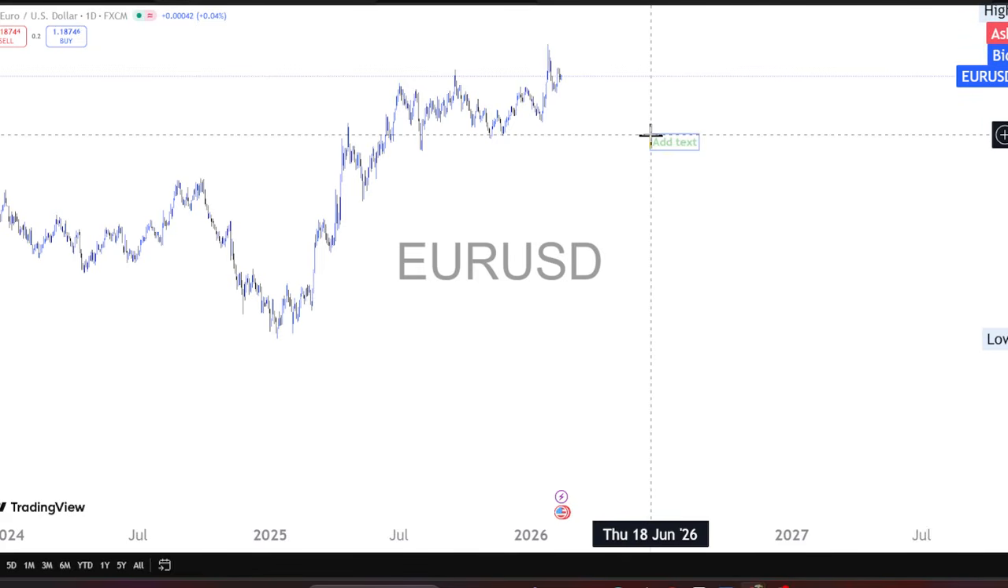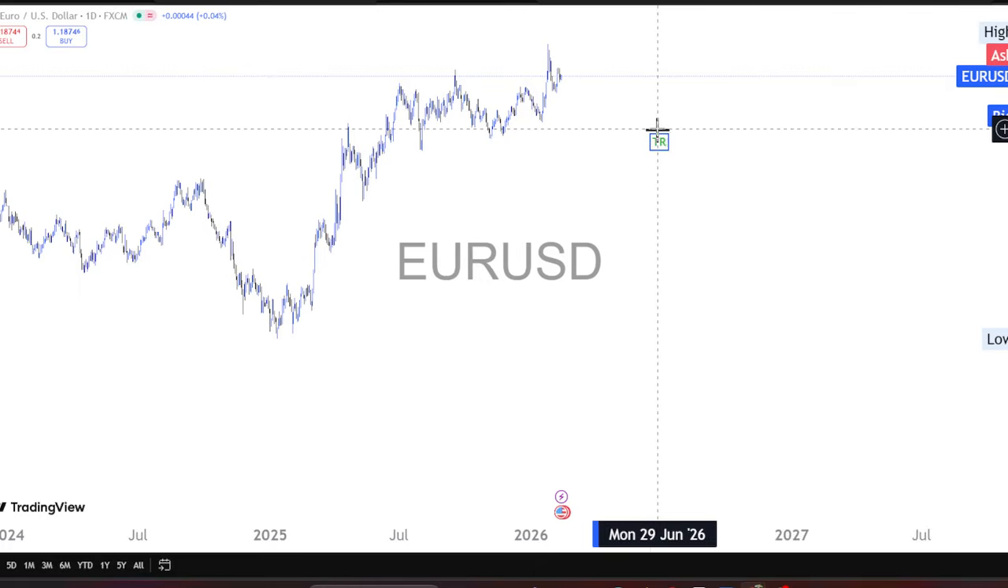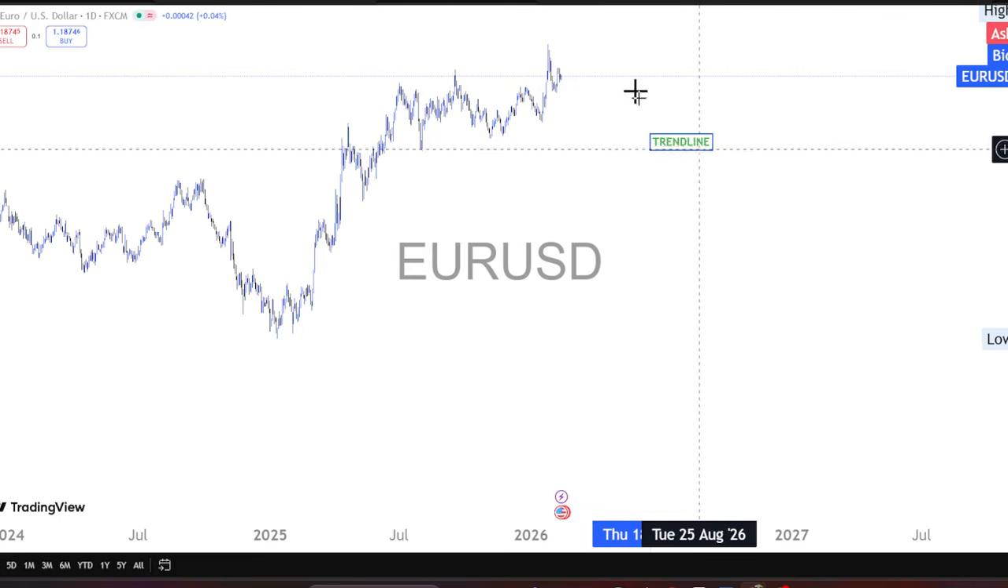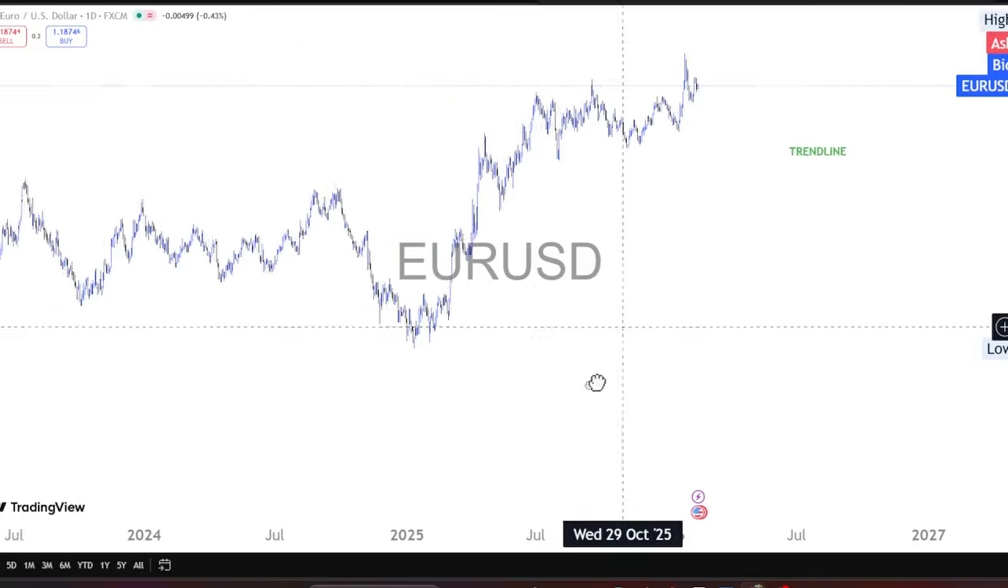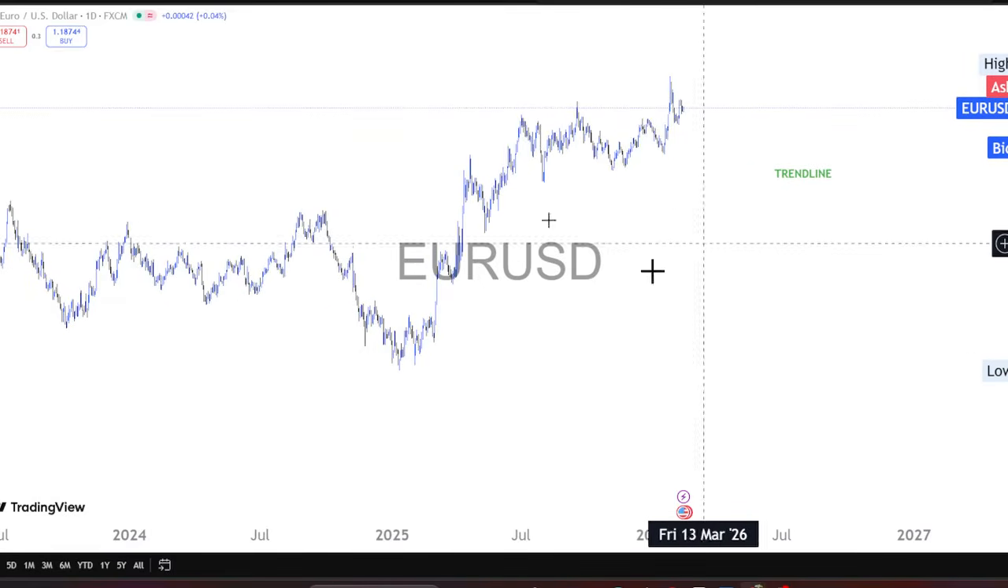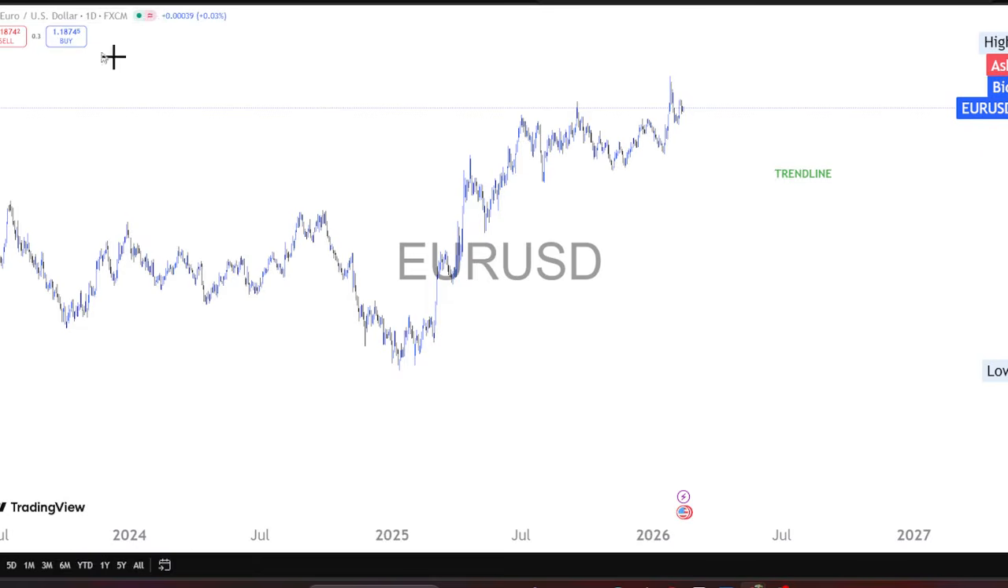So today we talk about something very important, which is trend lines. The trend line is the topic of today, and that is what we are going to be talking about. And we are going to use EUR/USD as the reference pair.